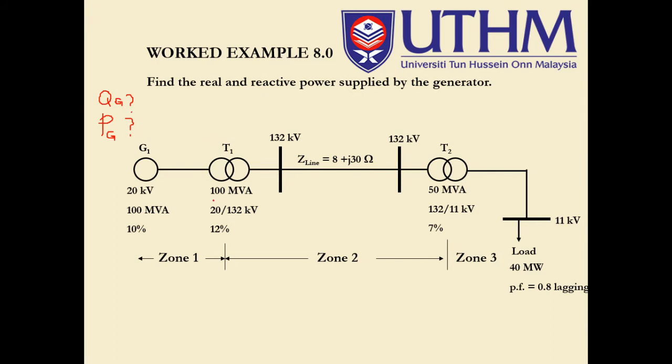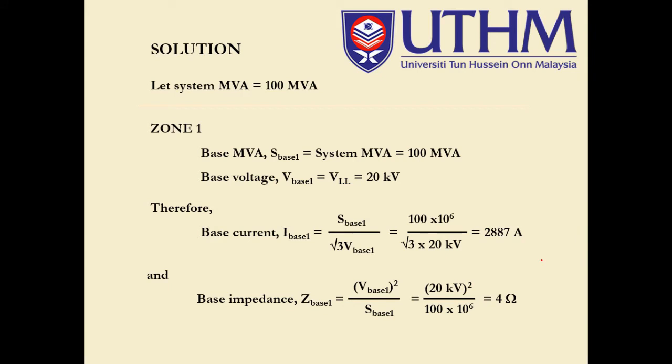Similarly, we have three different zones: zone number 1, zone number 2, and zone number 3. This looks familiar to what we have analyzed in example 7. So let the system MVA equal 100. We pick again the base value of S, 100 MVA, for zone number 1.